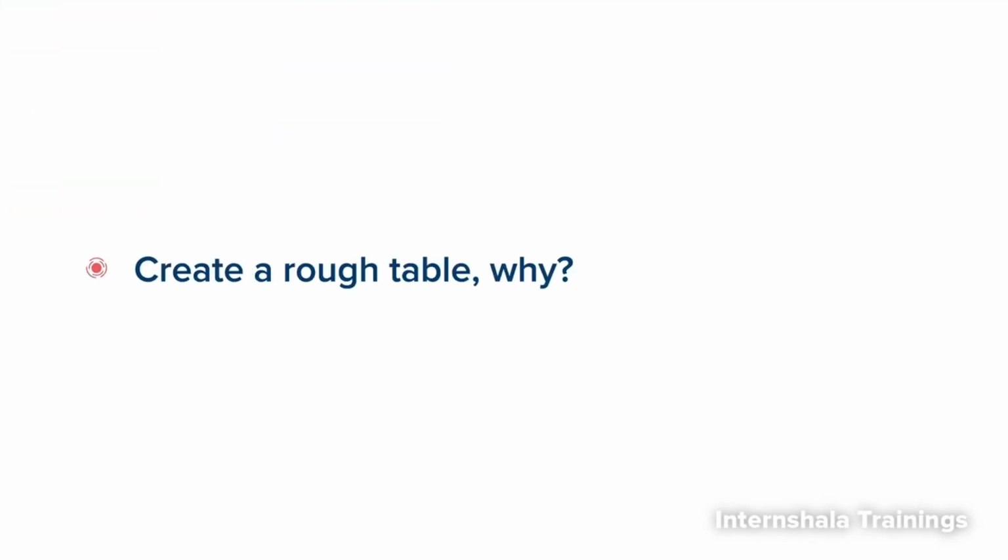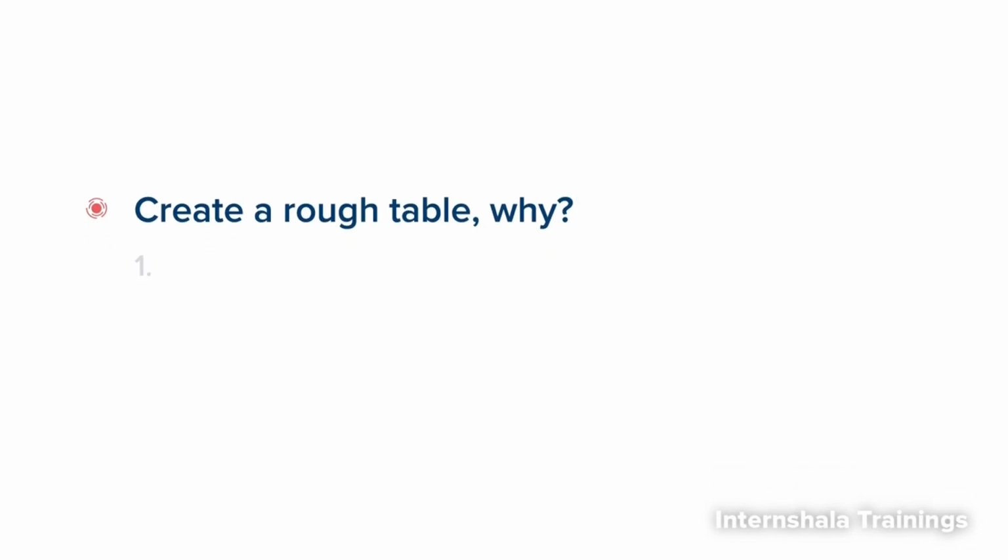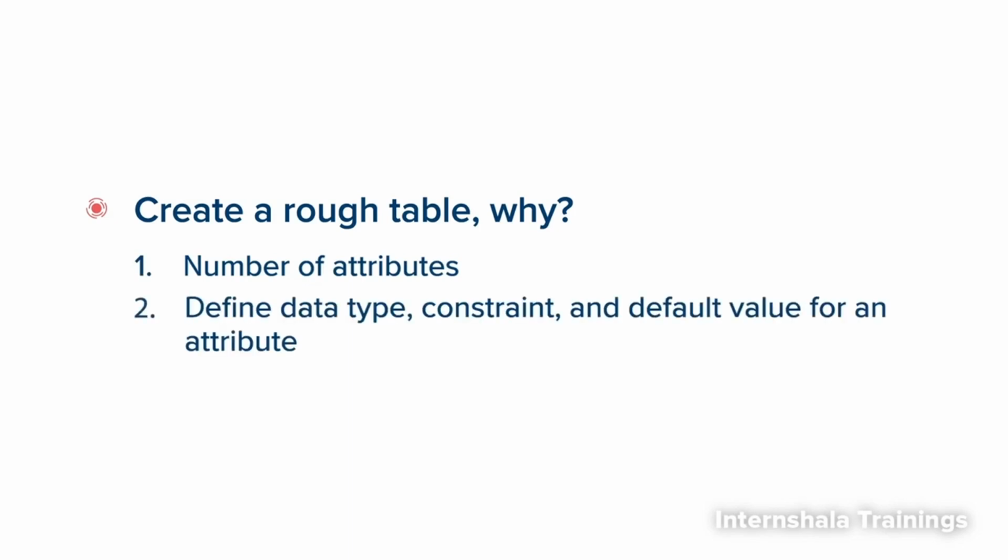Now, before we create a table, always make a rough picture on how you imagine your table should look like. This will help you to have a clarity on primarily two fronts. First, it will give you an idea of how many attributes you want to use in your table. Second, it will help you define the data type, constraint, or a default value that you may want to specify for each attribute.